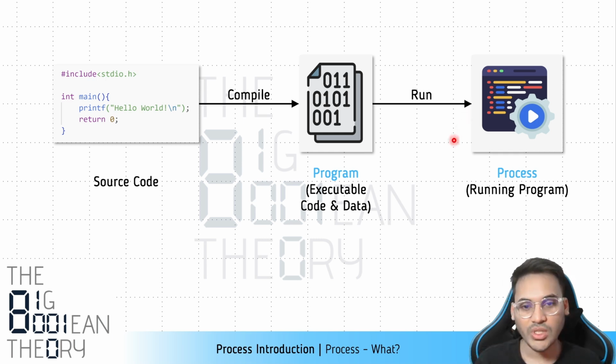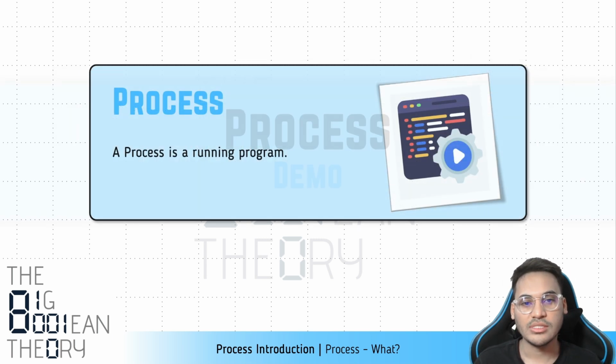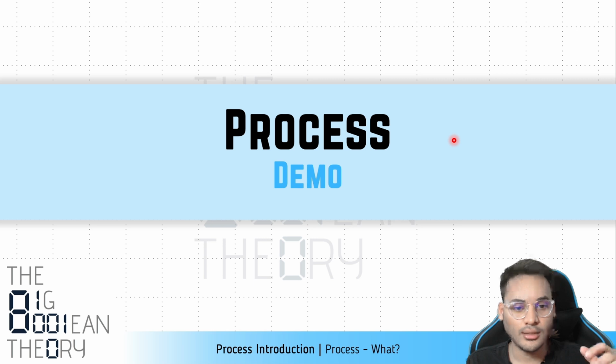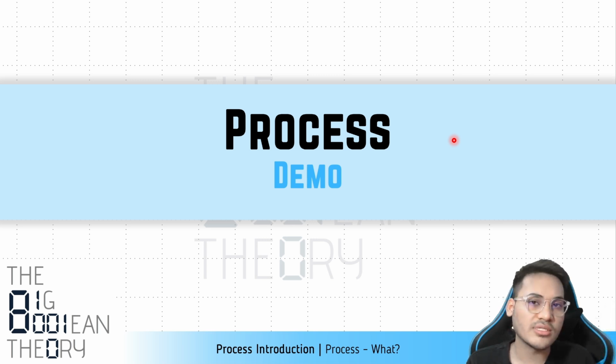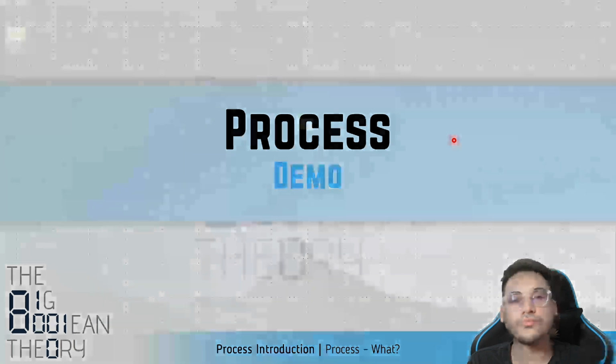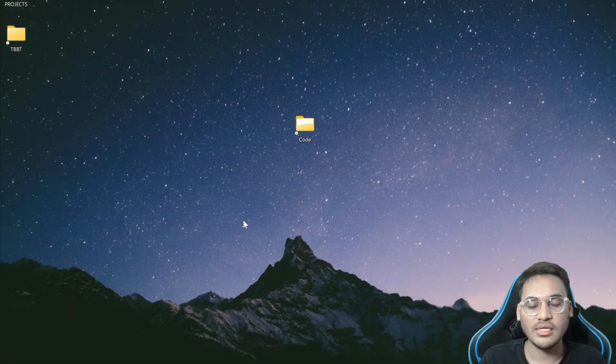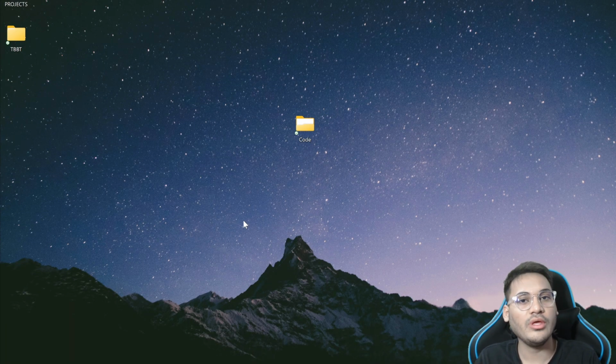So now what we will do, we will see a small demo, through a practical example. We see how we go from source code to a program, and how a process looks like in the operating system. So let's see that demo. So let us start the demo, and in this demo we'll see how we go from source code to a program, and finally a process using a simple example.